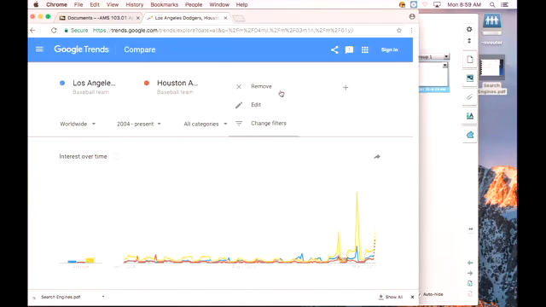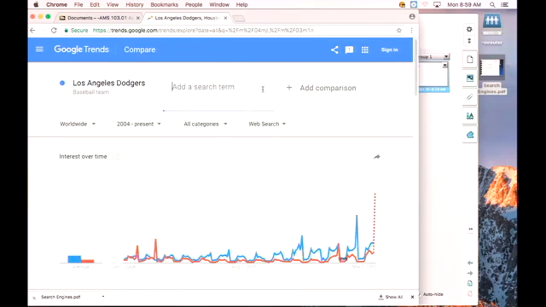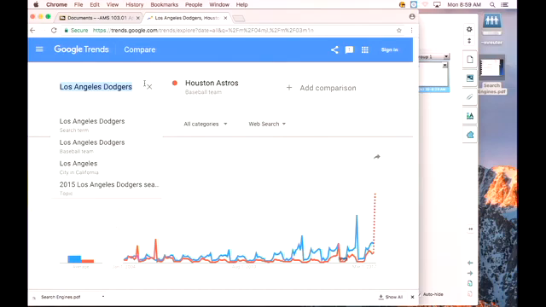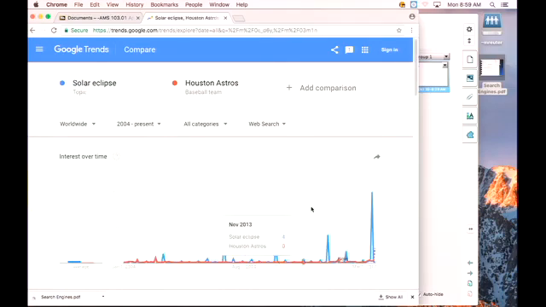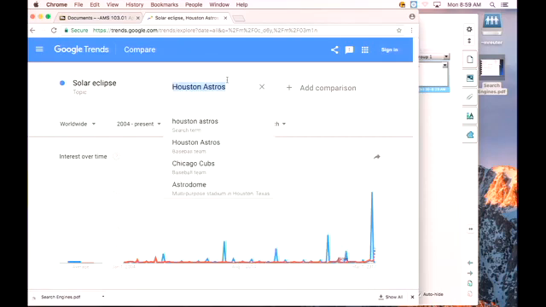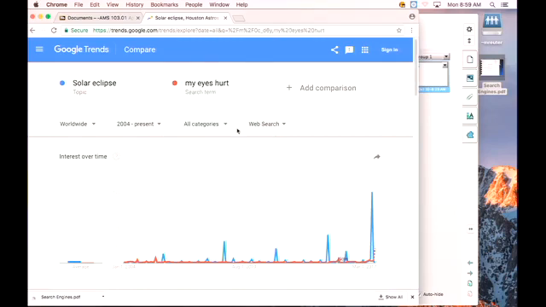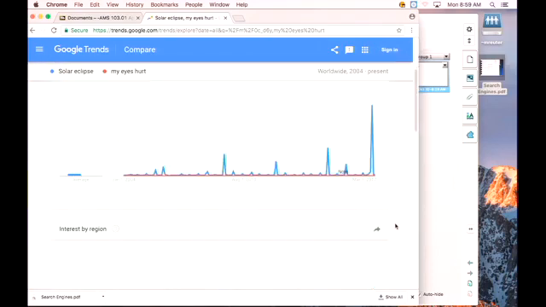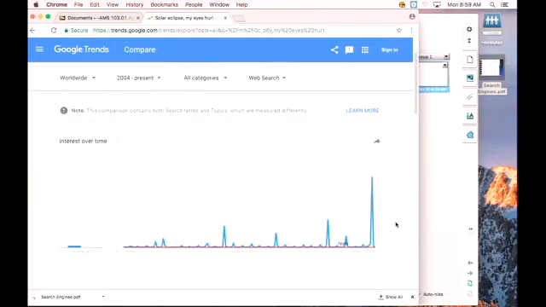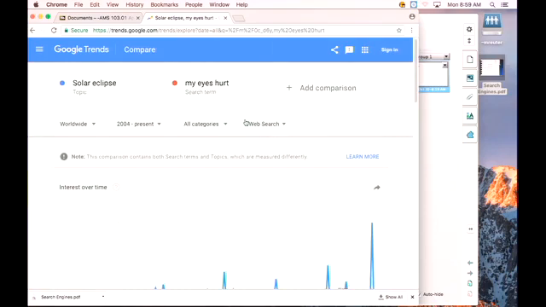Okay, this is fun. So let's clear these out. Okay, so we had a search for the solar eclipse. And we can see naturally there was a huge spike a while ago, which is infinitely more popular than the Astros. And see, my eyes hurt just gets nothing. Nothing's coming up here. It's because the eclipse has so many more views. Right, the red one looks small.